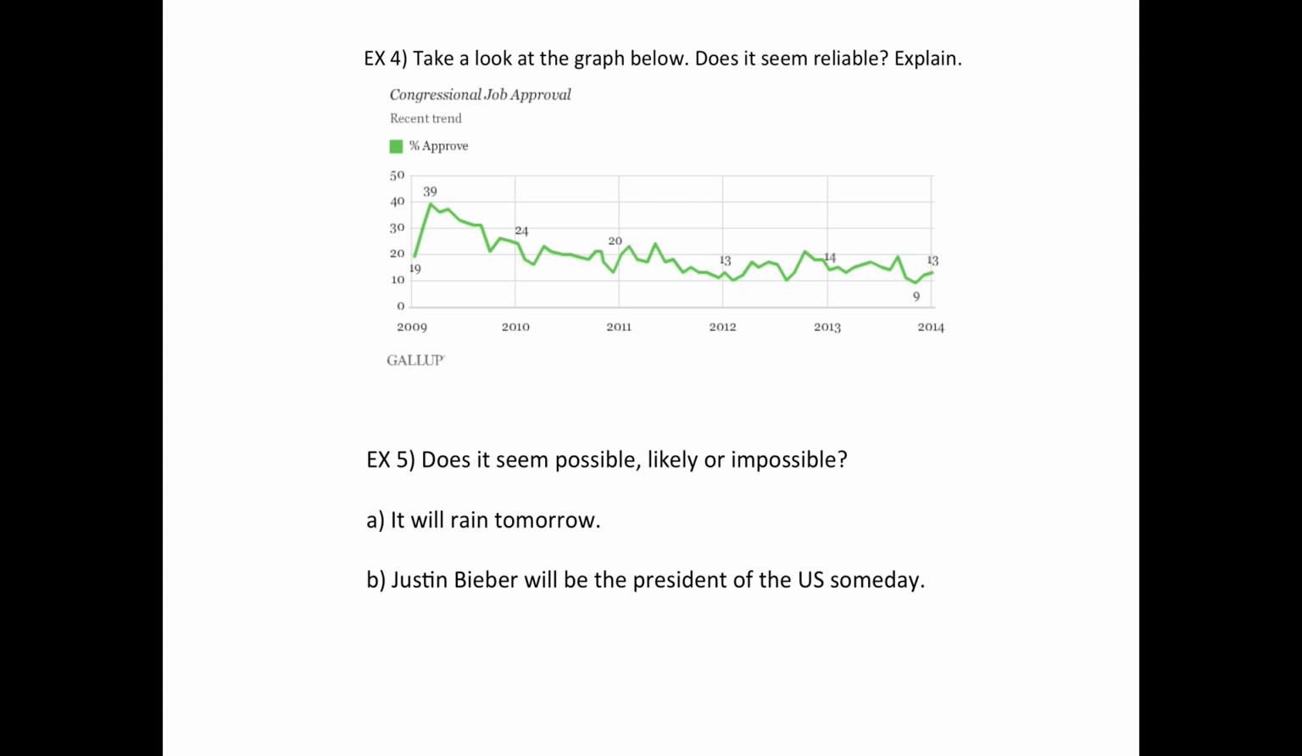And then for the last question, Justin Bieber will be the president of the United States someday. This is actually impossible. Two small facts you need to know. To be president of the United States, you need to have been born a citizen of the United States, and Justin Bieber is Canadian. So we don't ever have to worry about President Justin Bieber.